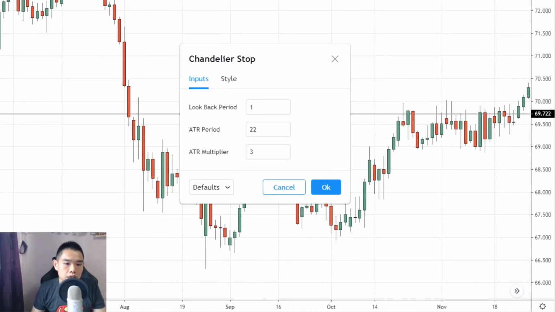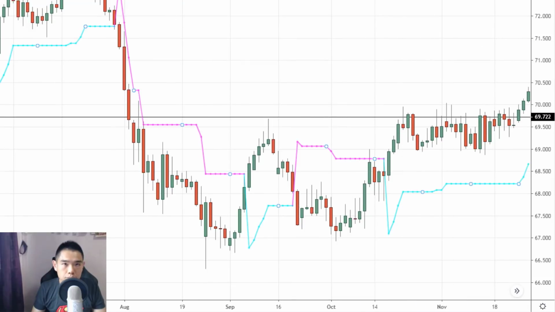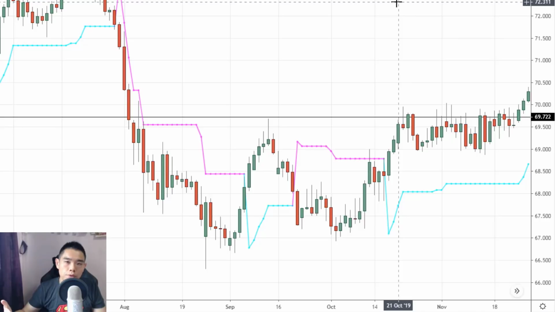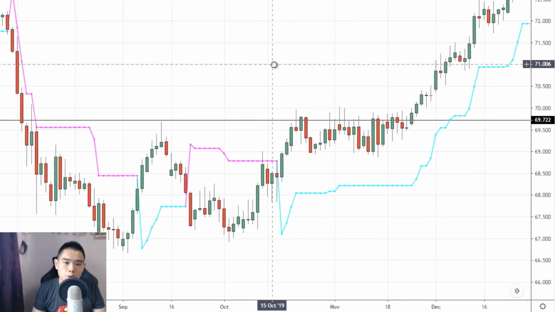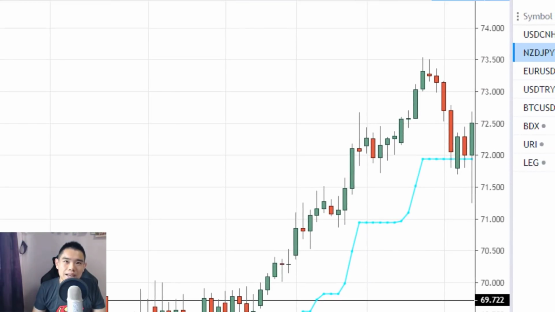We are using 3 ATR, which is this blue line here, and this blue line will move as the price moves higher. It's moving in tandem. So as the market goes up higher, this blue line goes higher, and you only exit the trade when the price breaks and closes below it.